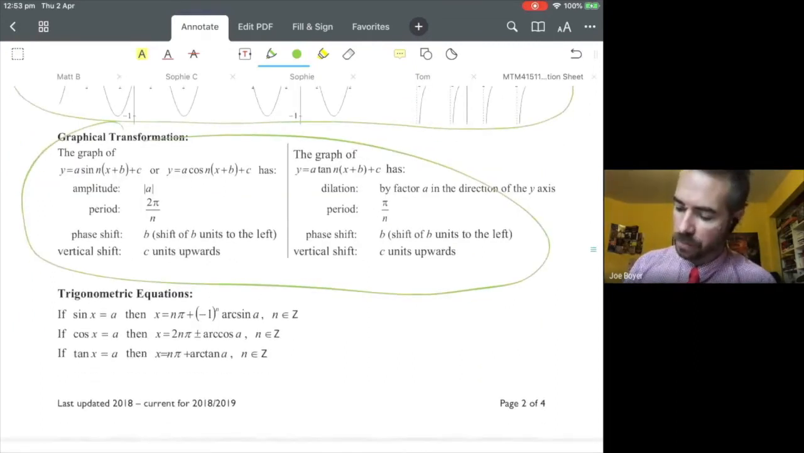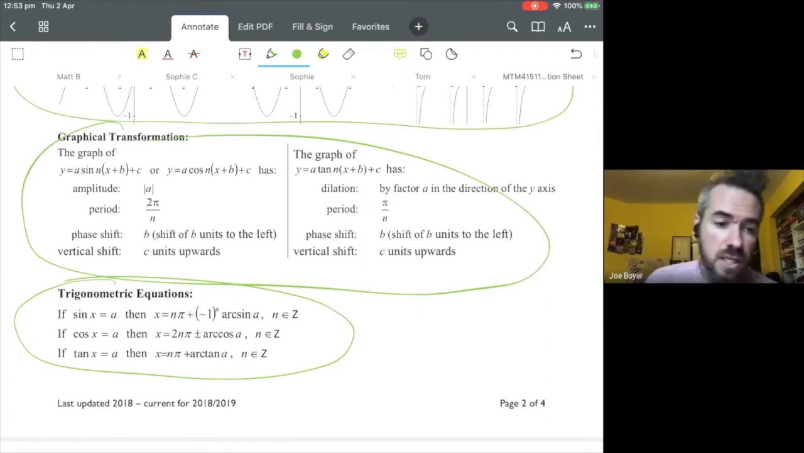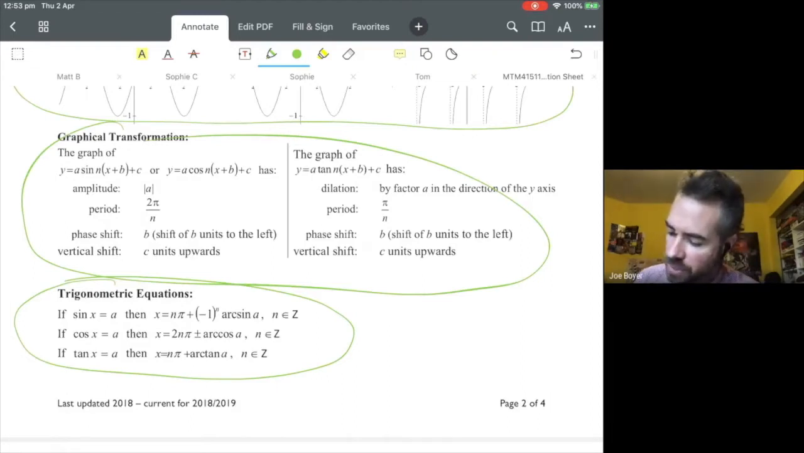And then right at the bottom, you've also got this trigonometric equations, which just sounds like it's related to what we're doing at the moment. We are solving trigonometric equations, and here you are given the general formula for trigonometric equations. And so that output that the calculator gave is actually what you would get if you plugged numbers in here.